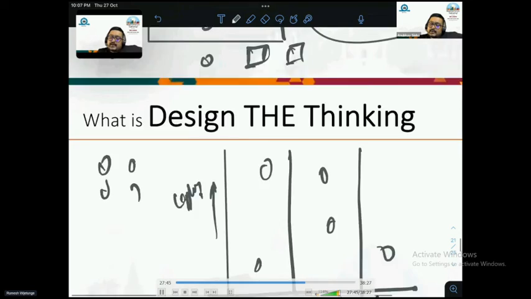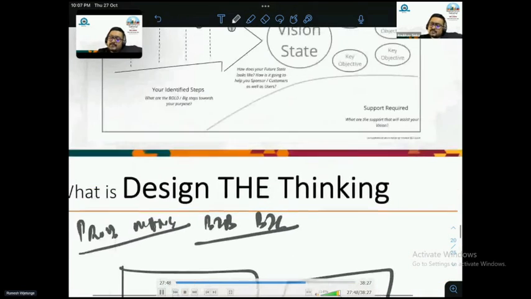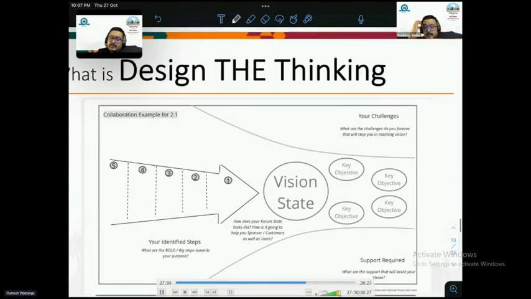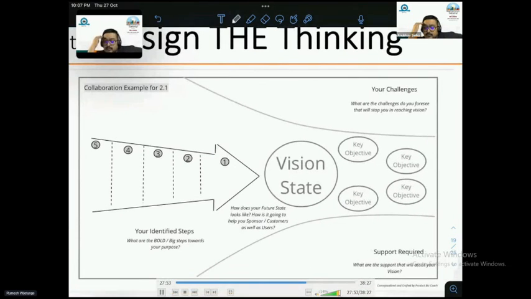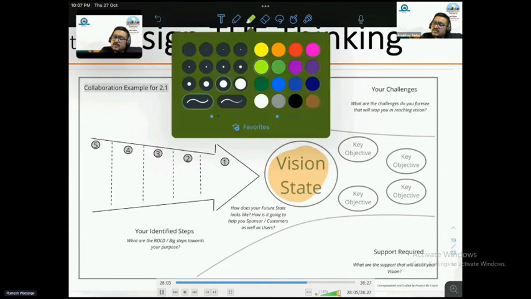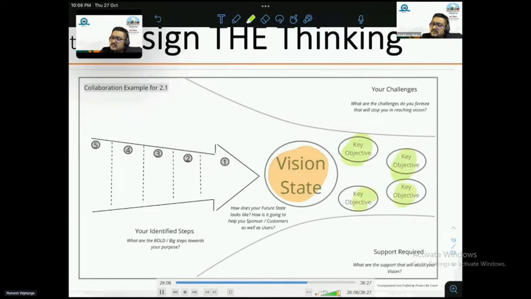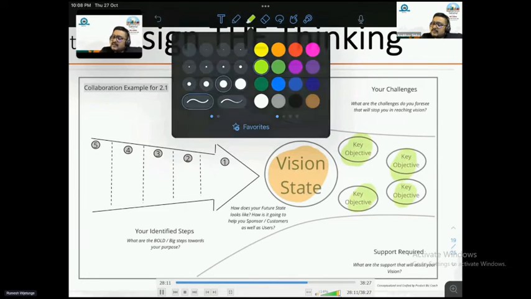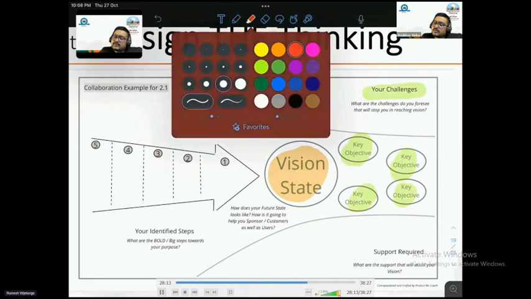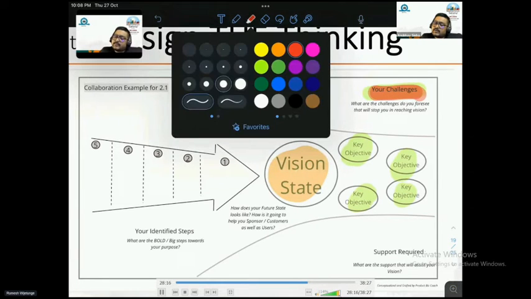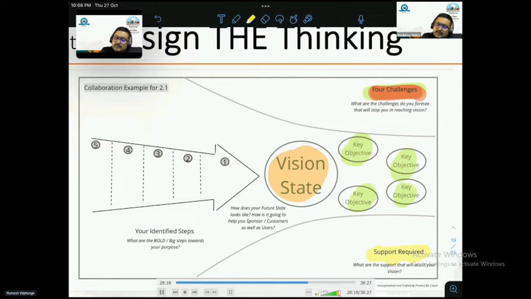And then if I come back and see, this is one of my workshops, and this is for the senior leadership. Simple: what is their vision state? What are the key objectives they want to achieve? What kind of challenges do they see? What kind of support do they need? And what are the identified steps? What kind of steps have they identified?